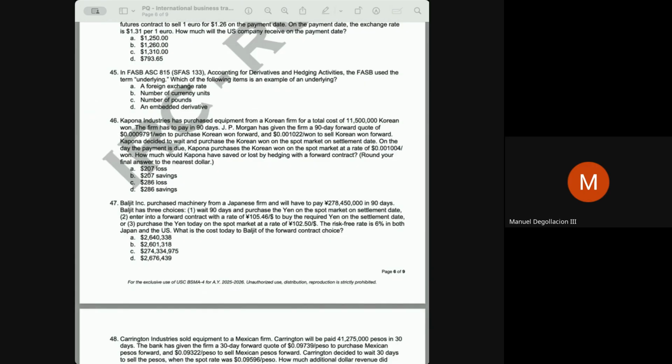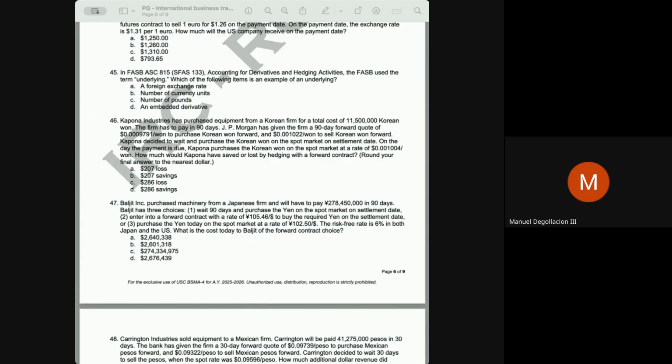Number 46. What's the question here? How much would Capona have saved or lost by hedging with a forward contract? What happened here? Capona has purchased equipment from a Korean firm for a total cost of 11,500,000 Korean won. The firm has to pay in 90 days. JP Morgan has given the firm a 90-day forward quote of 0.009791 per won to purchase Korean won forward, and 0.001022 per won to sell Korean won forward.